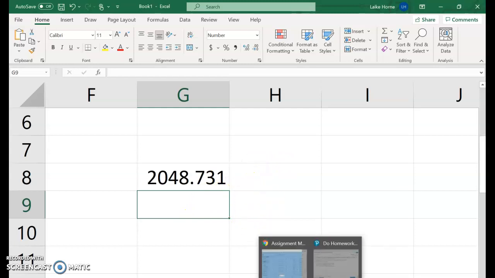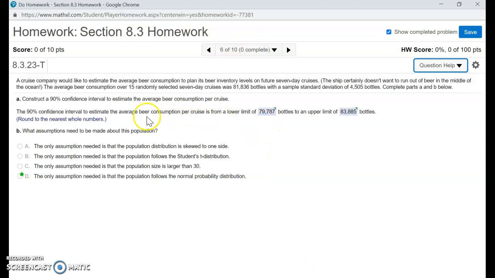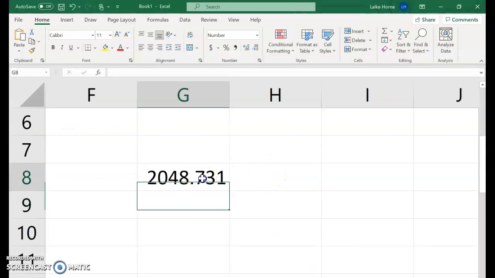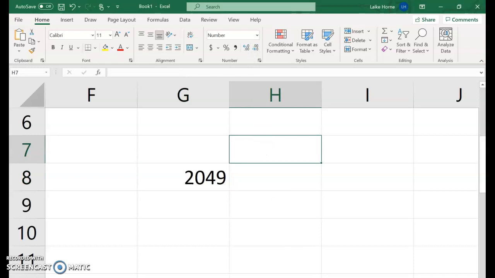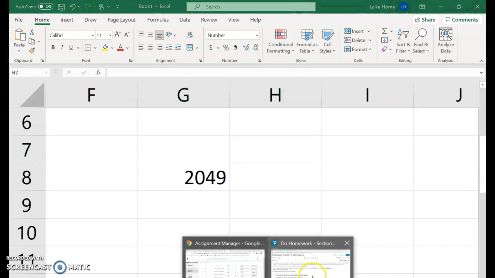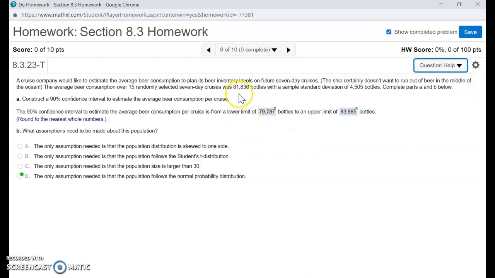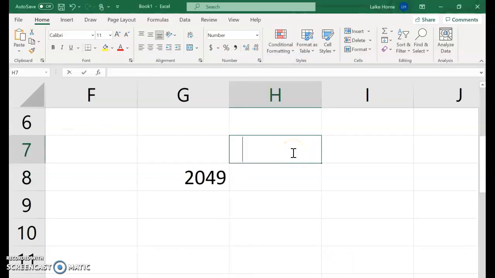Let's see. It does say round to the nearest whole number. So I'm going to take that number and round it to the nearest whole number. And so here is our bottles, 81,336. Yeah, 81,336.